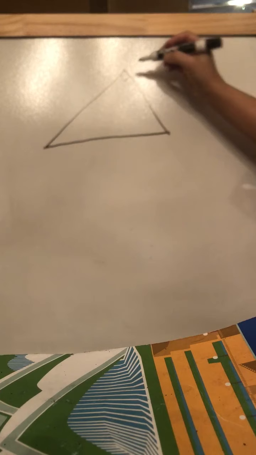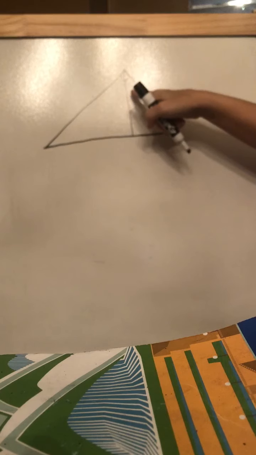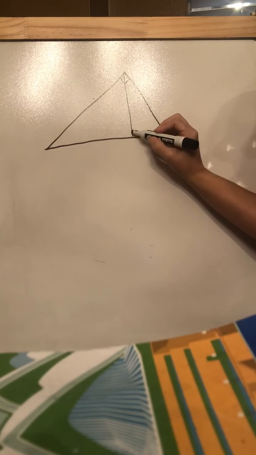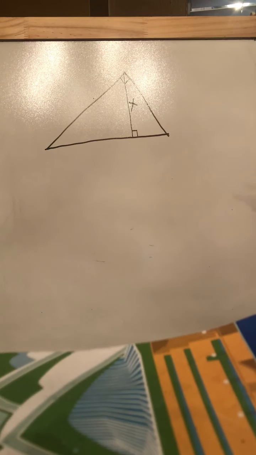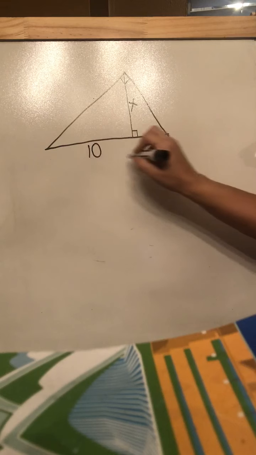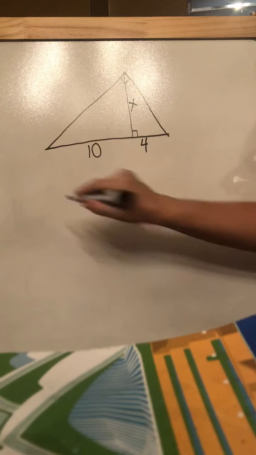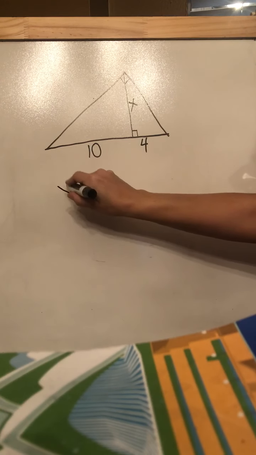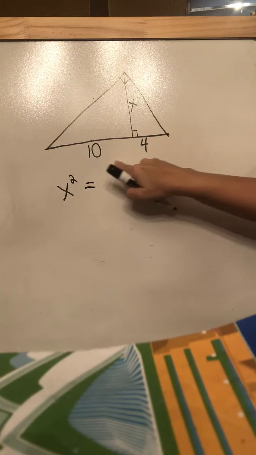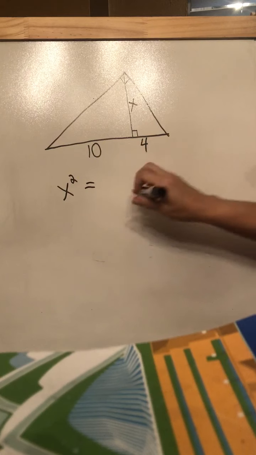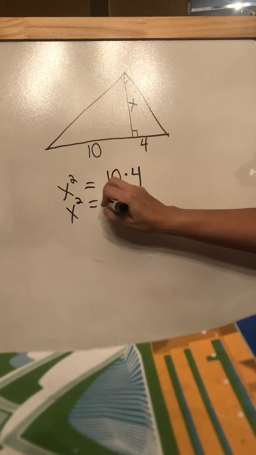Okay, so here's our right angle. So we're just going to bring it straight down. We're going to draw our height of our triangle straight down to the hypotenuse where it creates two new right angles. And we're going to say that this x here is our height, and we're going to be given 10 and 4. And so I want to find the height of my triangle. So according to geometric mean, my altitude squared is going to be equal to my two hypotenuse parts multiplied by each other. So 10 times 4. So x squared is going to equal 40.